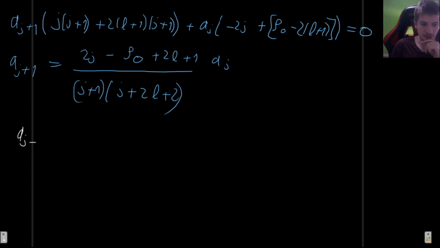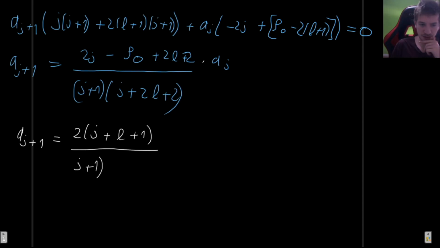Just say a_{j+1} is going to be 2 times j plus, oh, this is not j plus 1, this is j plus 2. Sorry, small mistake there. So we get 2 times j plus l plus 1 minus rho 0, times a_j, divided by j plus 1 times j plus 2l plus 2. Okay, great. Now this is our recursion relation.